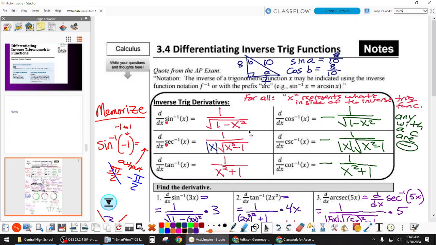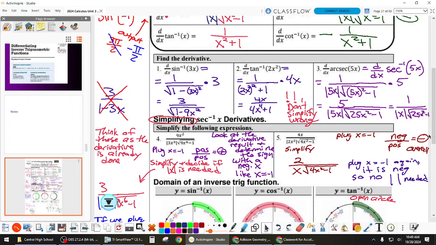Okay, and then tangent was just 1 over x squared plus 1. So it was kind of a modification. So those are 6 things to remember. Quick reminder again though, arc means inverse, and I personally like to work with this just because it looks more like math instead of a word. So when I do these, I rewrite it as inverse secant with a negative 1. Not required at all.